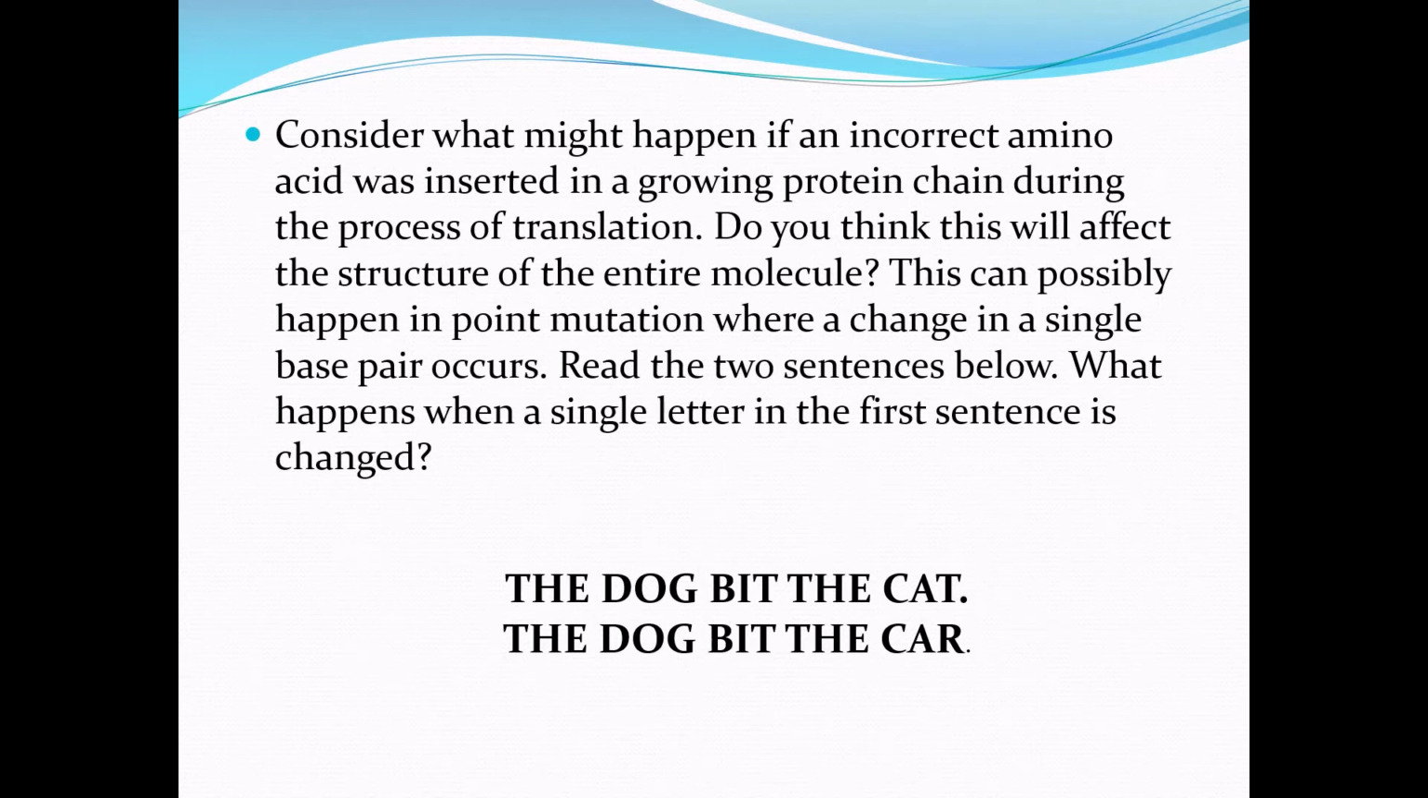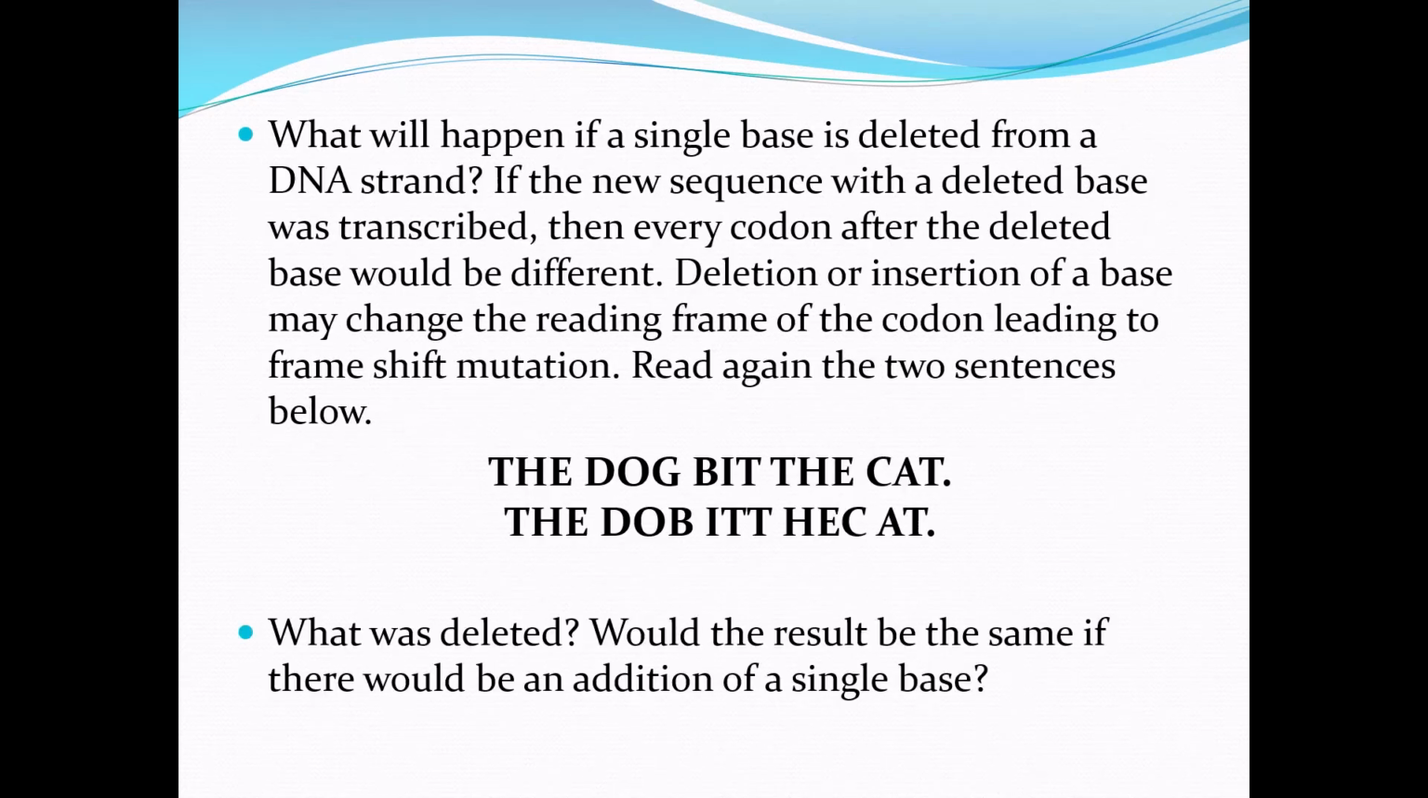Consider what might happen if an incorrect amino acid is inserted in a growing protein chain during the process of translation. Do you think this will affect the structure of the entire molecule? This can possibly happen in point mutation, where a change in a single base pair occurs. Read the two sentences below. What happens when a single letter in the first sentence is changed? What was deleted? Would the result be the same if there were an addition of a single base?